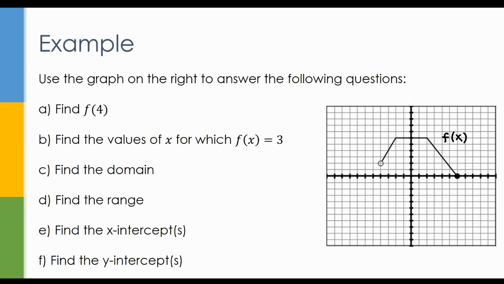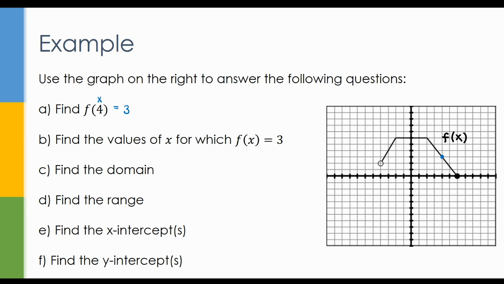If we look at this picture, we're going to identify these things. So the first thing we want to find is the function at 4. So once again, this is my x value. So I have to go over to 4 on the x-axis and then figure out what that ordered pair is. Well, if I highlight it in blue here, notice that it's this point right here. And so that's when y is 3. So f of 4 equals 3.